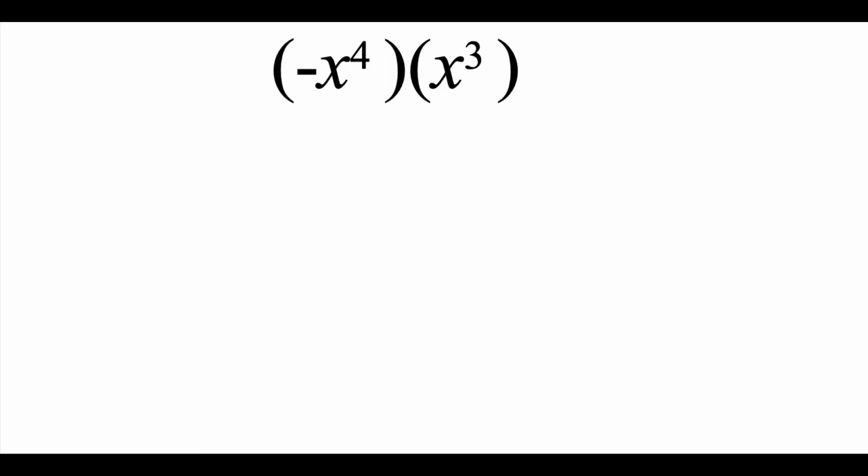Taking a look at this next one, we've got negative x to the 4th times x cubed. Don't worry about that negative right now. I'm going to focus on the x's. We've got the same base in here, so when we multiply these together, we're going to add the power. So 4 plus 3 is going to give me x to the 7th. Now that negative, our first x was negative, and our second x was positive, and when we multiply a positive times a negative, we always get a negative answer. So we get negative x to the 7th.